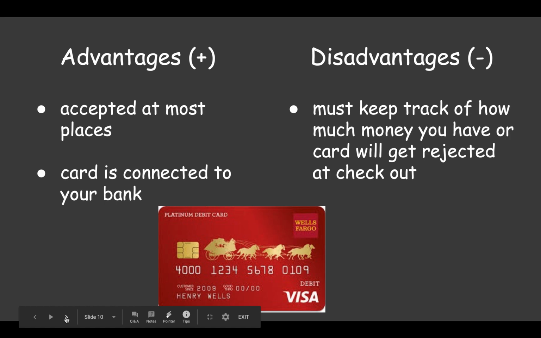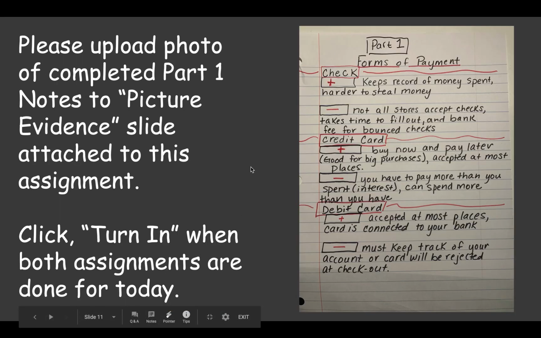And at this point, we're done with all of our forms of payment for today. This is part 1. We have part 2 tomorrow. Okay, so here's an example of kind of what your finished notes should be close to looking like. This is part 1, forms of payment.